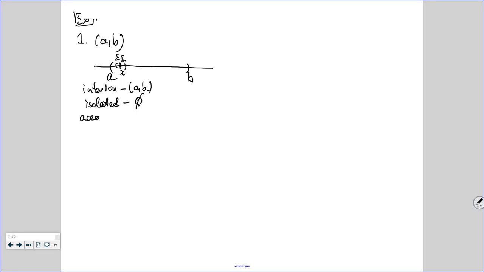To find accumulation points, we go back to the definition, which says that x is an accumulation point if we intersect the neighborhood with the set and it contains infinitely many points. You can see that for any point x we take and intersect with AB, we get the neighborhood itself, which is an interval that contains infinitely many points. So the accumulation points of AB are AB itself.